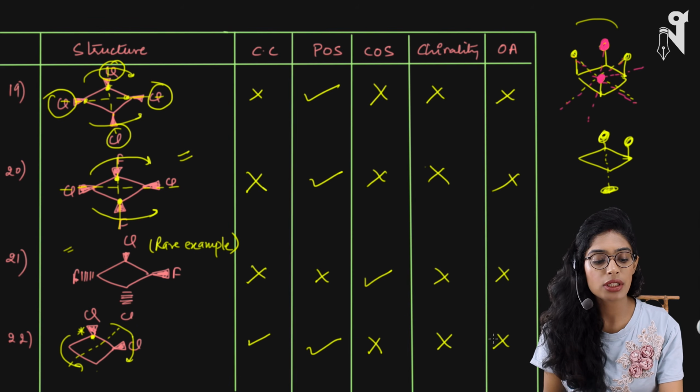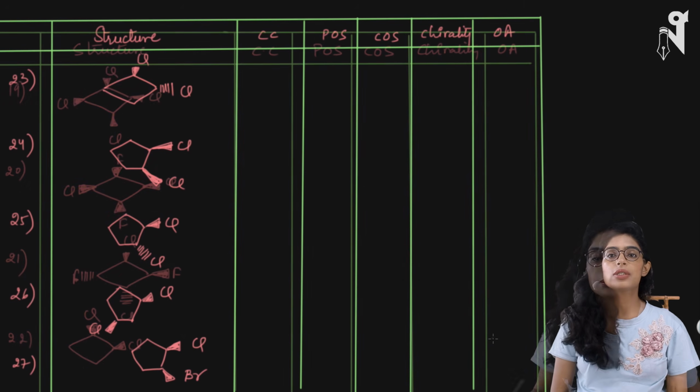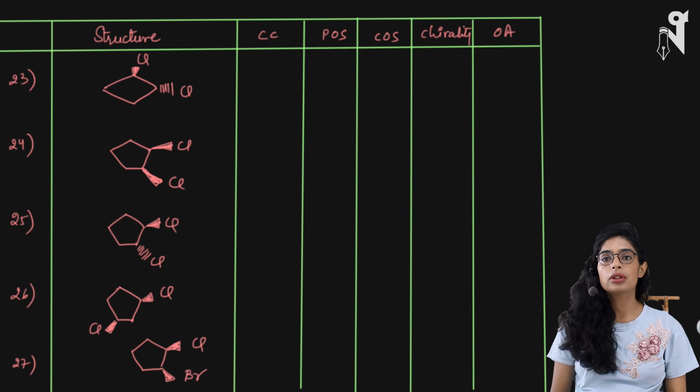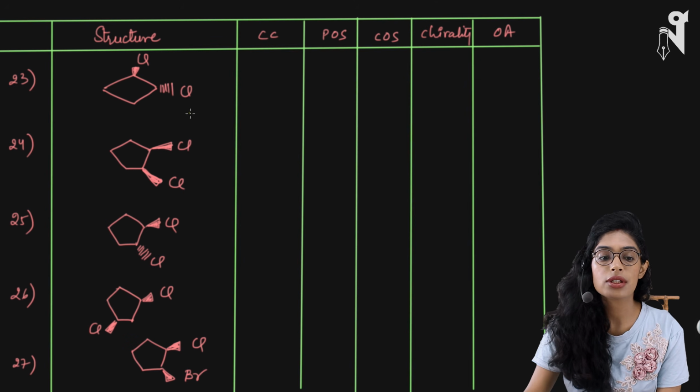Let's try a few more questions very quickly. Try them out on your own and then I'll discuss the answers. Okay, so these are the examples. Try them on your own. Give yourself 5 minutes. Solve them in exact same manner how we have solved the rest of the questions and see whether the following compounds possess chirality or optical activity or not, and then I'll tell you the answers for all. So now let's discuss the answers of these questions.